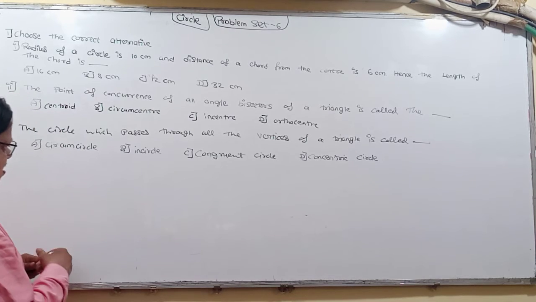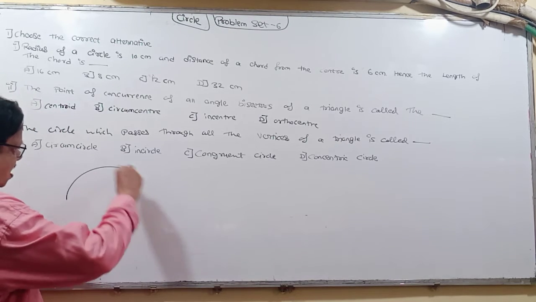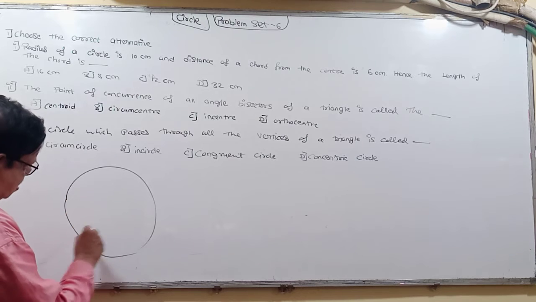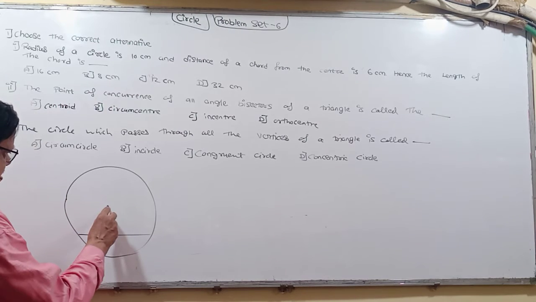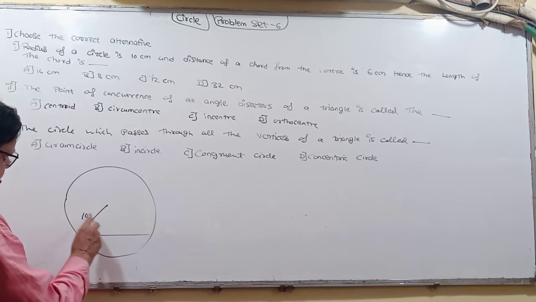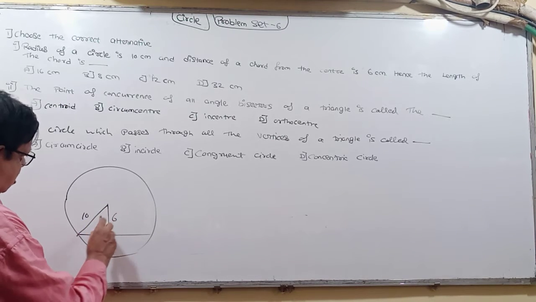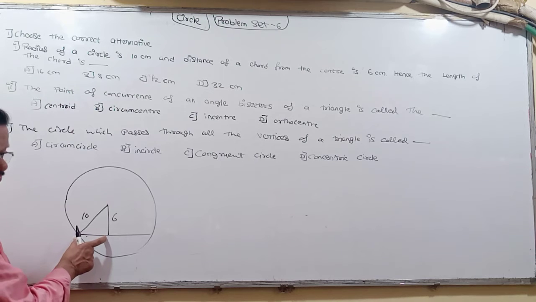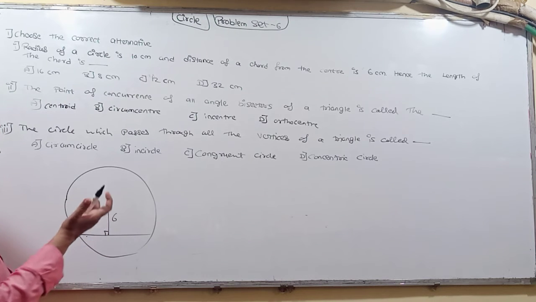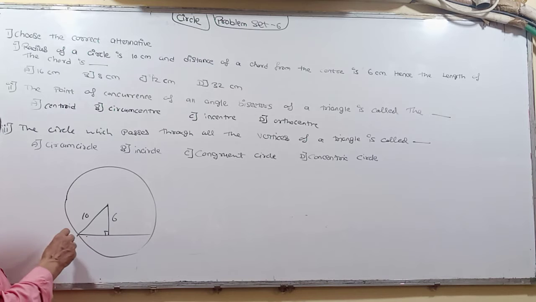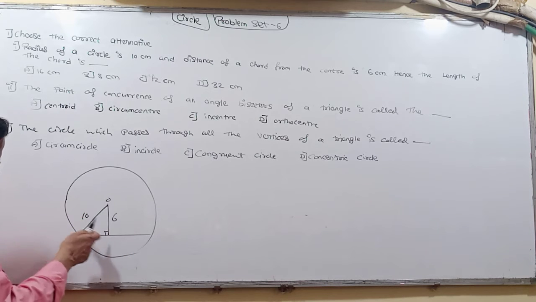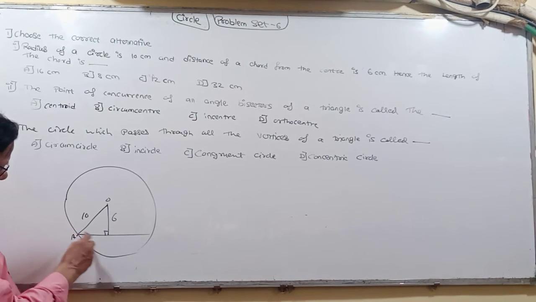I know the answer by heart. The radius is 10, the distance is 6, therefore this will be 8 by Pythagoras theorem. See, for me it is by heart, but you may have to work it out.